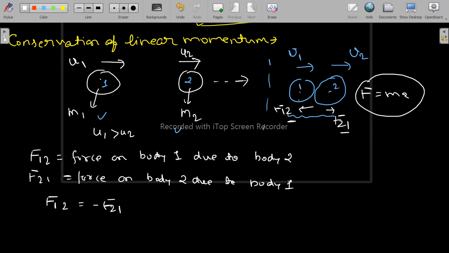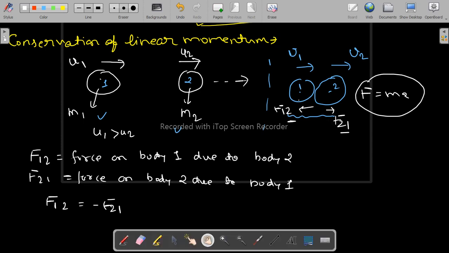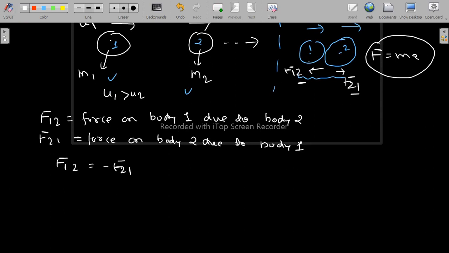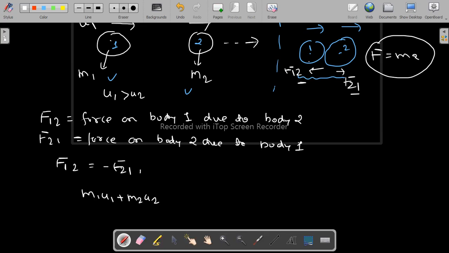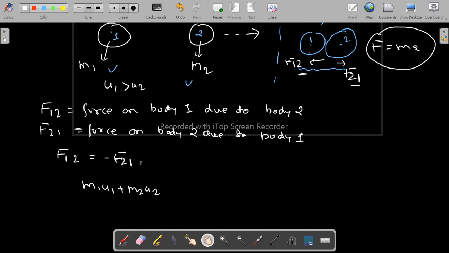When you solve this, the expression that you will get, I'm directly going to write down and take some examples on that, rather than proving this. We can also prove this, but that will take time, and first of all we will take some questions on that. When you solve this, you will get m1 u1 plus m2 u2 equal to m1 v1 plus m2 v2.